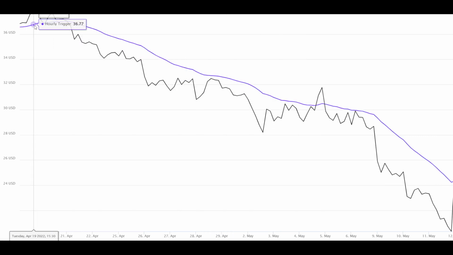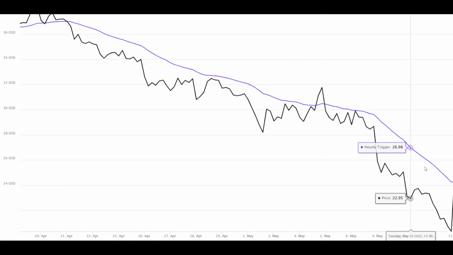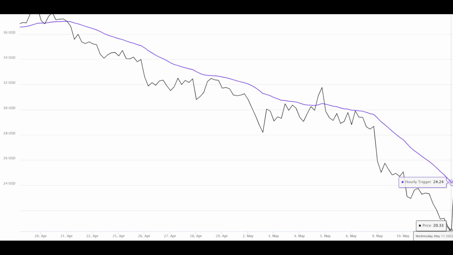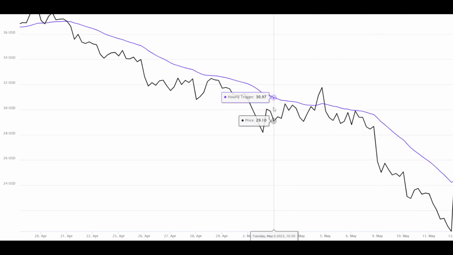But for now, you can see that price basically broke the hourly trigger at 37 and came down all the way to $20. So simply by using the hourly trigger as your level, you would have been out at 37 and you would have had no real reason to enter all the way until $20 or so, or $24 on this break back above. So you're probably thinking, really cool stuff, but why is this different than any EMA, SMA?